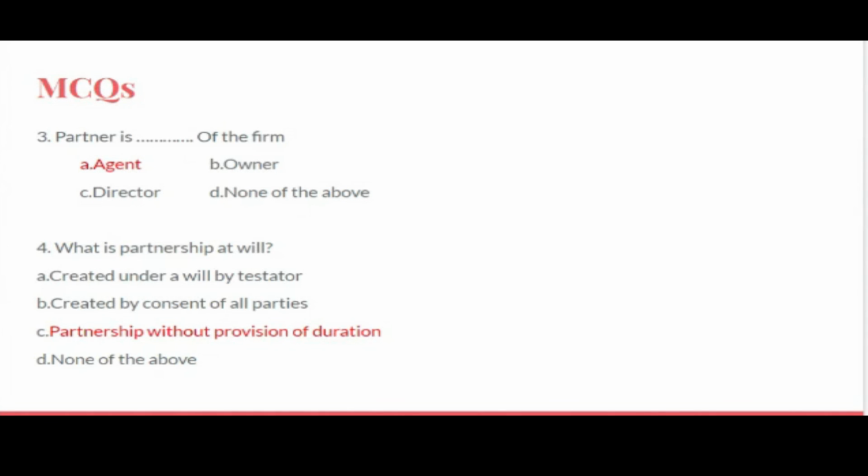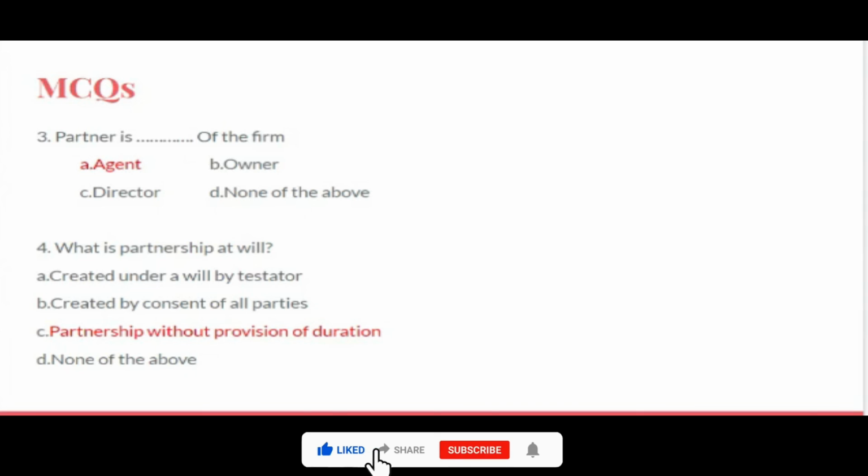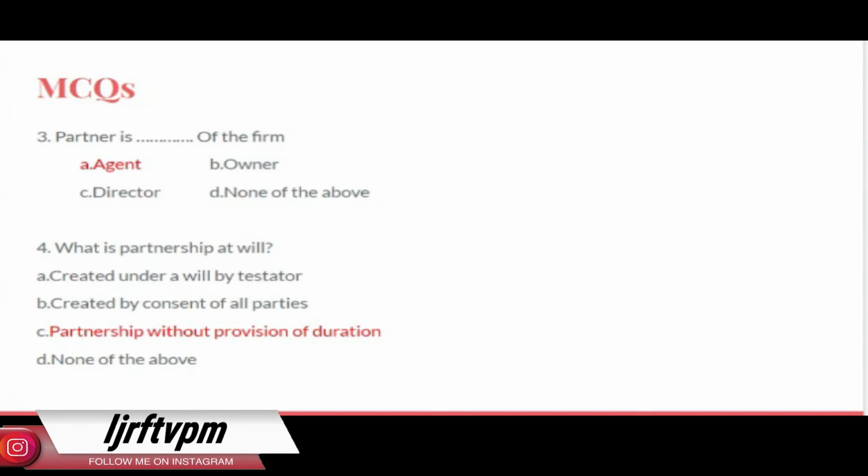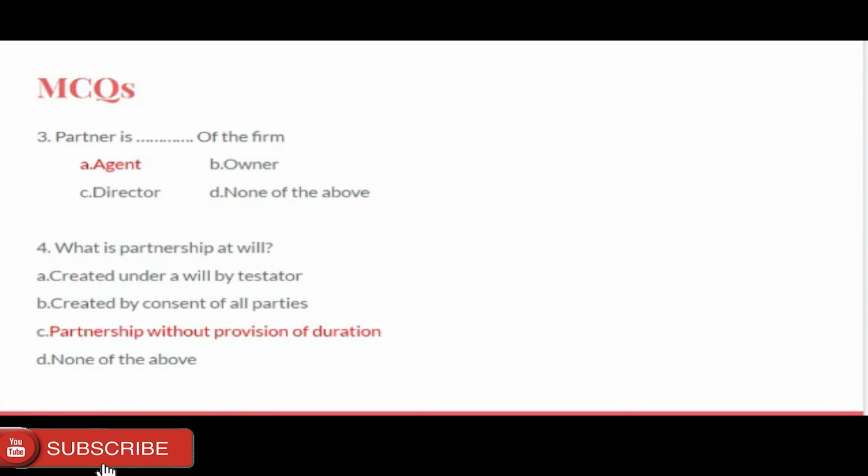Now, what is partnership at will? It is A, created under a will by a testator, B, created by consent of all parties, C, partnership without provision of duration, and D, none of the above. As we mentioned earlier, it is partnership without provision of duration. If no duration or time period is mentioned, it can be regarded as a partnership at will. A partnership at will can be dissolved only at the will of the partners. No fixed time period will be there, and no certain objectives will be there.